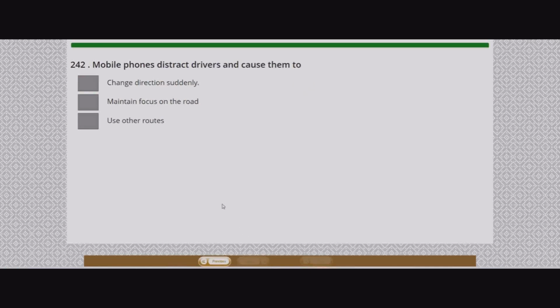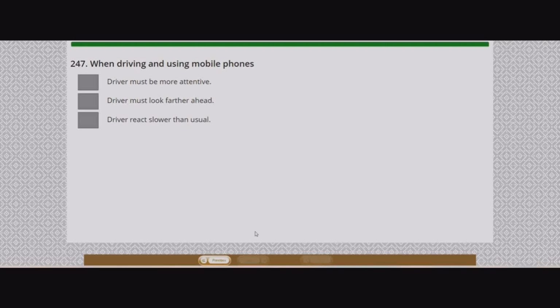Mobile phones distract drivers and cause them to change direction suddenly. Using mobile phones affects the focus of drivers. It shows in their inconsistent driving. Drivers using mobile phones commit mistakes in judgment. Drivers using mobile phones tend to have difficulty staying in the lane. Drivers on the mobile phone are unable to judge safe gaps in traffic.